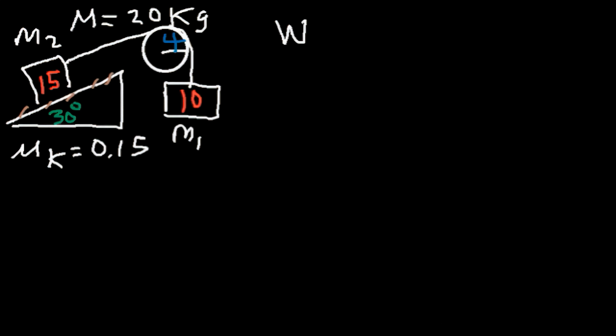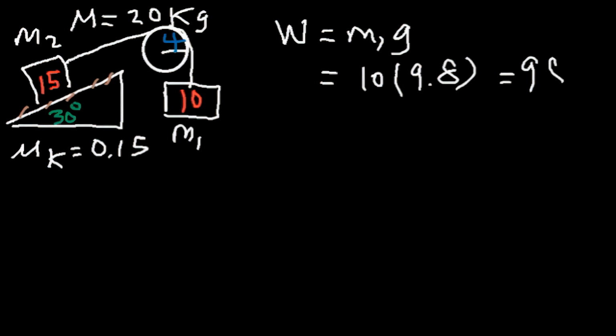So the weight force is m1g, which is 10 times 9.8, and so that's 98 newtons. Now the component force of gravity that accelerates block 2 this way, let's call it Fg. Fg is m g sine theta.